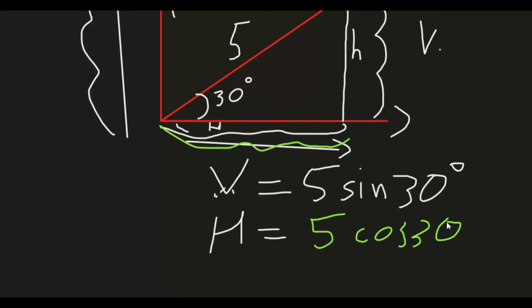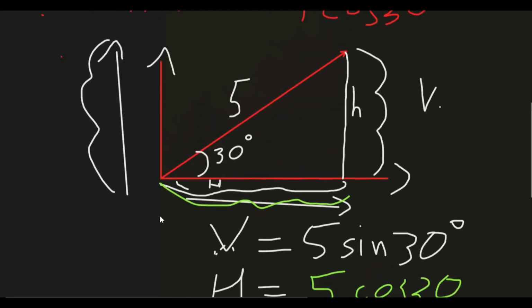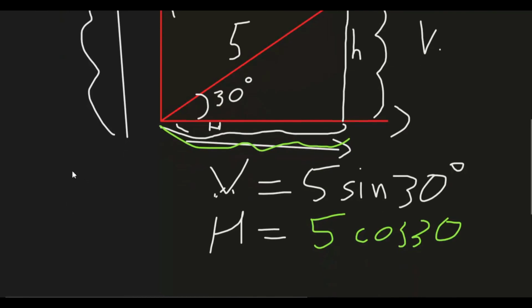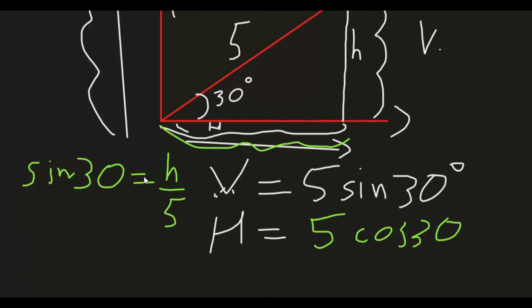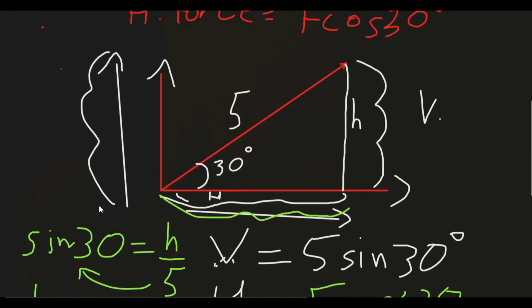Still confused? Okay, so basically we learned trigonometry, right? That sine 30 equals opposite by hypotenuse. So sine 30 equals opposite, which is height, by hypotenuse, which is 5, right? So h equals 5 sine 30. This multiplies here, right? As simple as that.